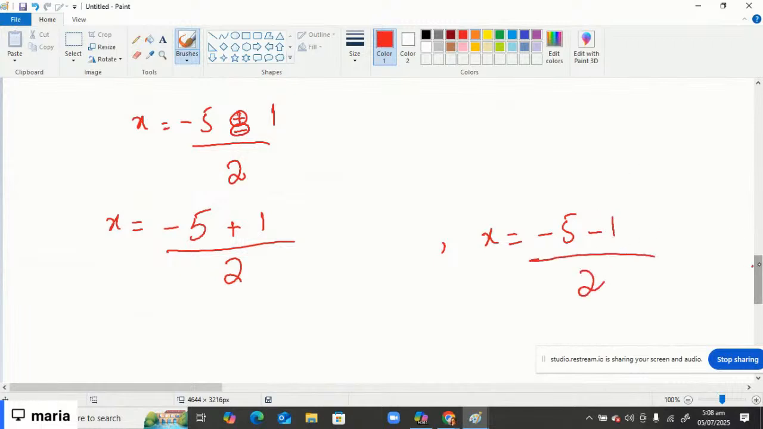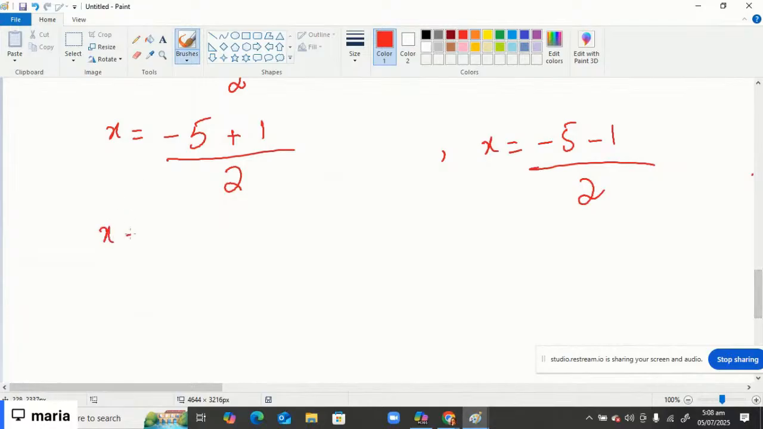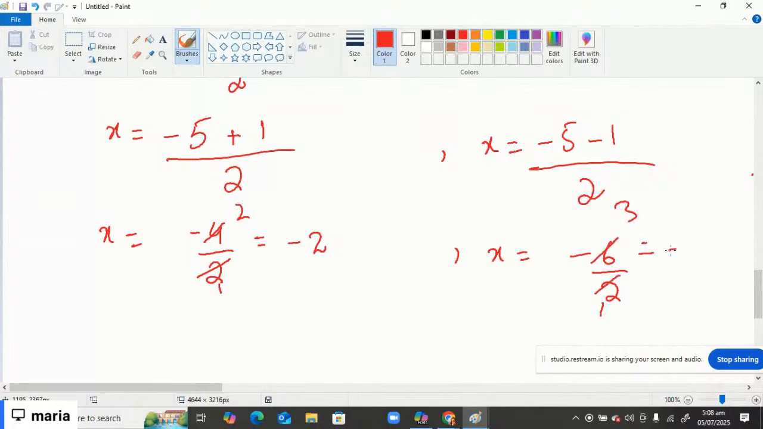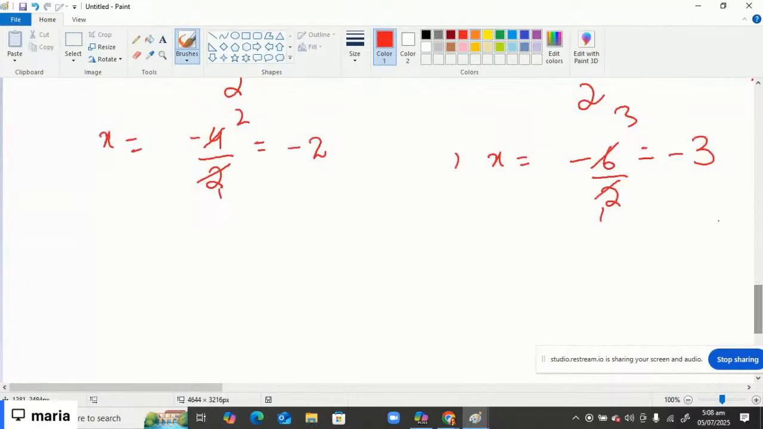Now let's solve. Minus 5 plus 1 is minus 4 over 2. 2 times 1 is 2, 2 times 2 is 4. The answer is minus 2. Now x is equal to minus 6 over 2. Minus minus becomes plus, and then you put the sign with the greater number. 2 times 1 is 2, 2 times 3 is 6. That becomes minus 3. So the two values are x equals minus 2 and x equals minus 3. These are the two values of x.